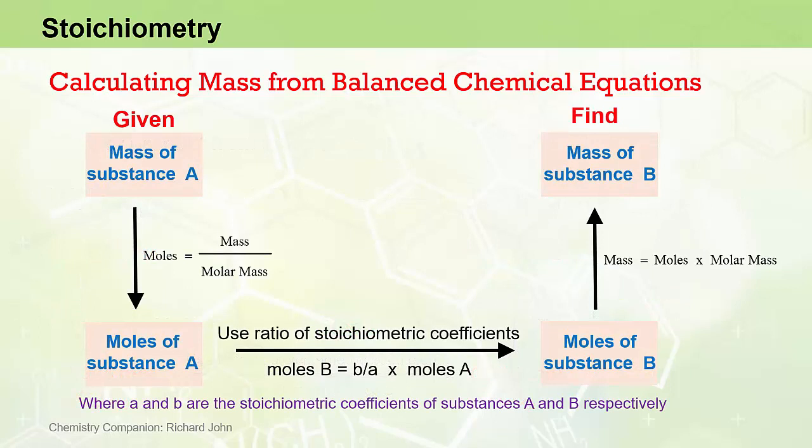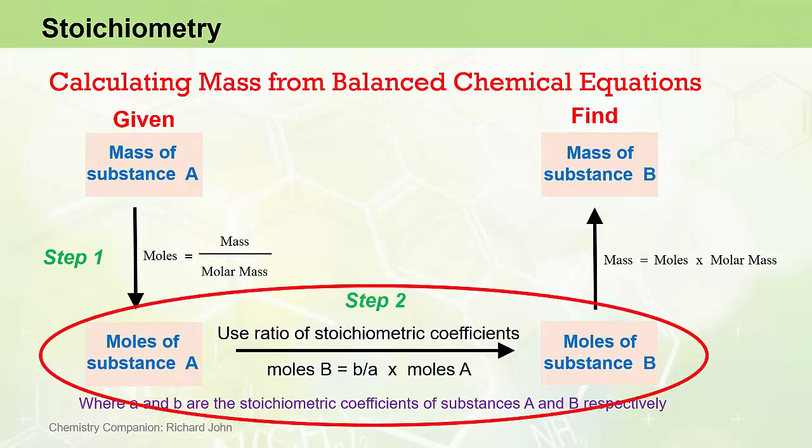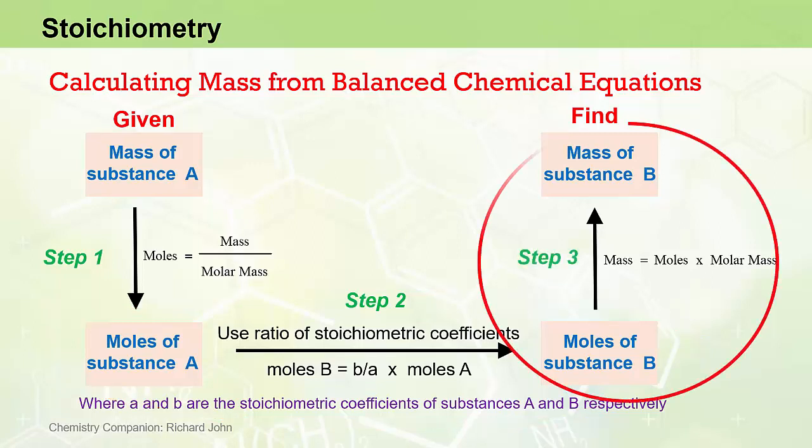So this diagram here gives you a very good guide as to solving these stoichiometric calculations involving balanced chemical equations. If we are given the mass of one substance A and are asked to find the mass of another substance B, then we need to convert the mass of A into moles of A, step 1. Then we convert the moles of substance A to the moles of substance B using the ratio of the stoichiometric coefficients, that's step 2. And then in step 3, we calculate the mass of substance B using the rearranged molar mass equation of mass equals moles times molar mass.